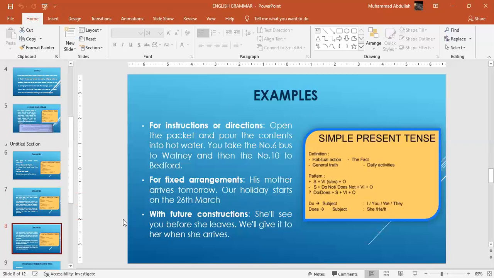We will give it to her when she arrives, right? We will give. This part shows the future sense, but in the second part of the sentence, we have used when she arrives. So here we can also use the present simple tense. Okay.